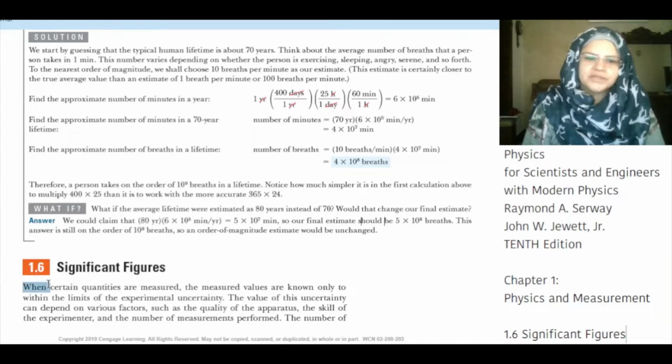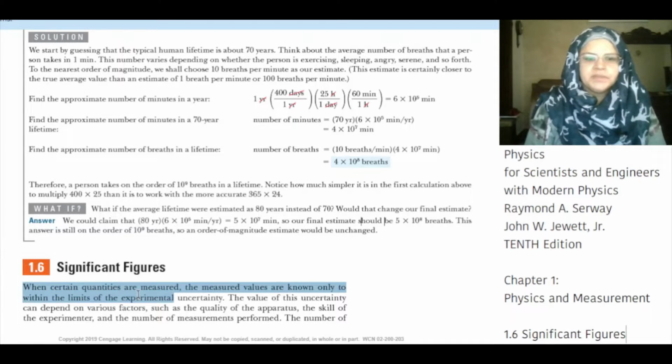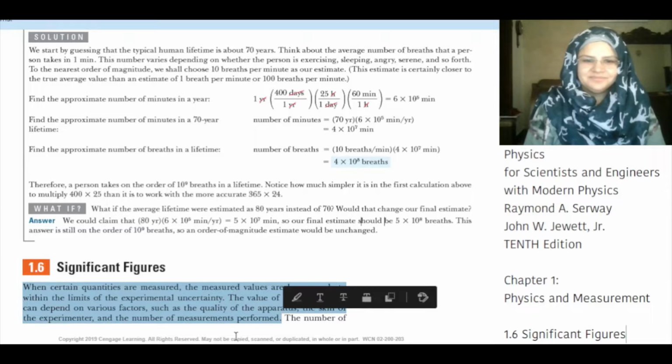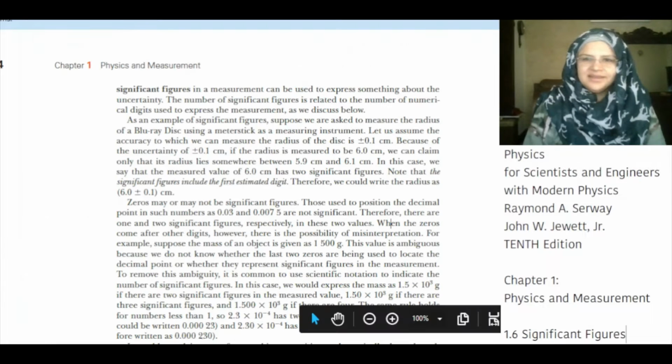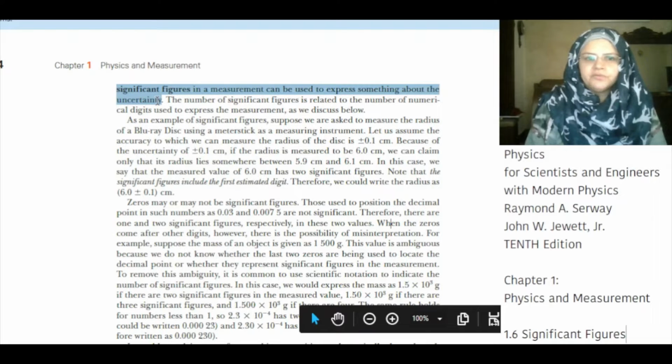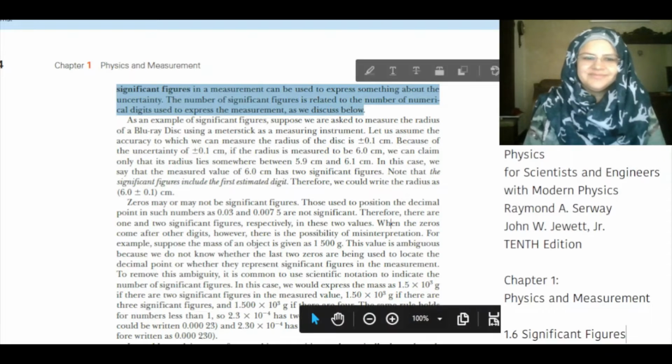When certain quantities are measured, the measured values are known only to within the limit of the experimental uncertainty. The value of this uncertainty can depend on various factors such as the quality of the apparatus, the skill of the experimenter, and the number of measurements performed. The number of significant figures in a measurement can be used to express something about the uncertainty. The number of significant figures is related to the number of numerical digits used to express the measurement, as we discuss below.